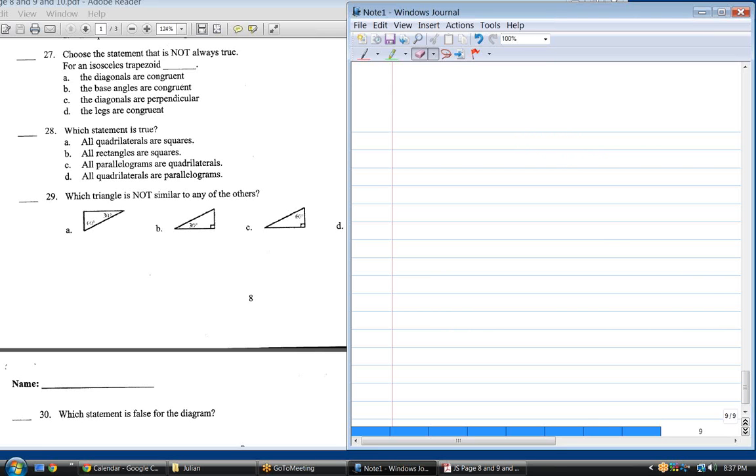Okay, so let's see. We got that one. Diagonals are not always perpendicular. And that's why it said not always, because sometimes they can be.